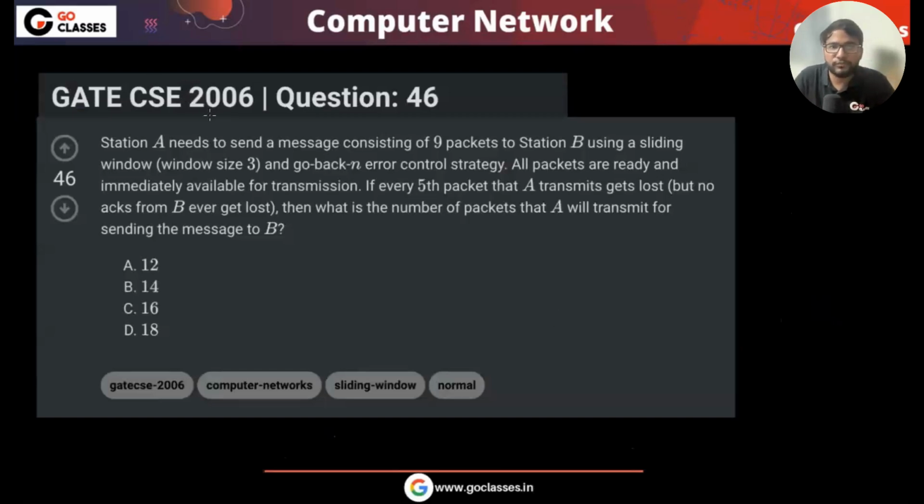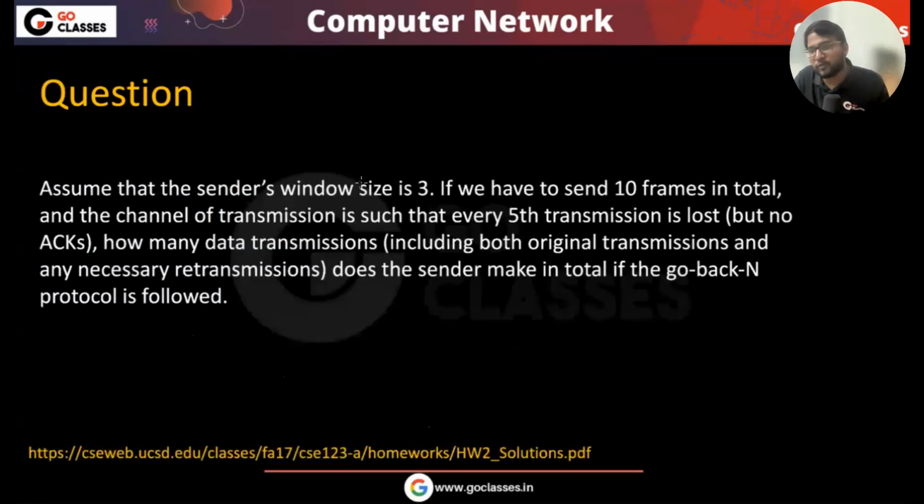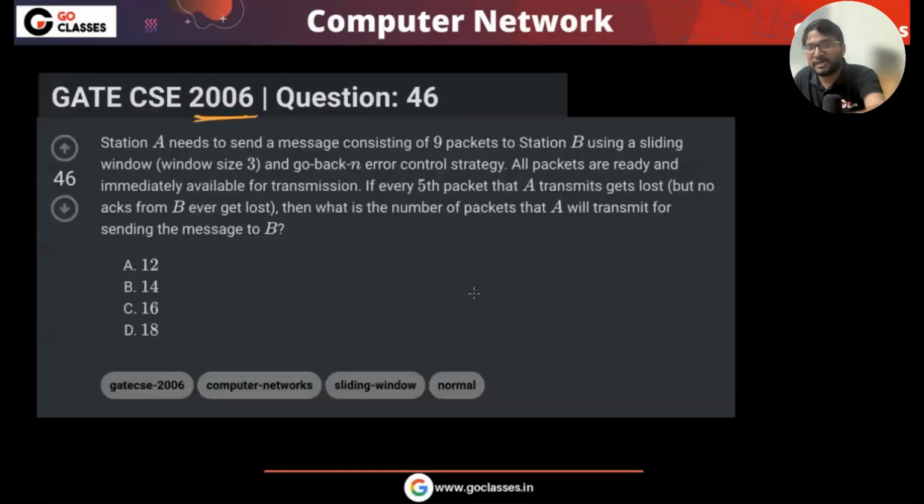Now, this is a question from GATE 2006, and this question is exactly the same as what we have just solved. Instead, they have just changed one thing. As I told you, for almost every question in computer networks, I will be able to tell a one-to-one mapping from the university questions. So this is from UCDS, and they have just asked exactly the same thing. The only change is 9 packets from station A to station B. Window size is 3. I think only from 10, they have just made it 9. That's the only difference.